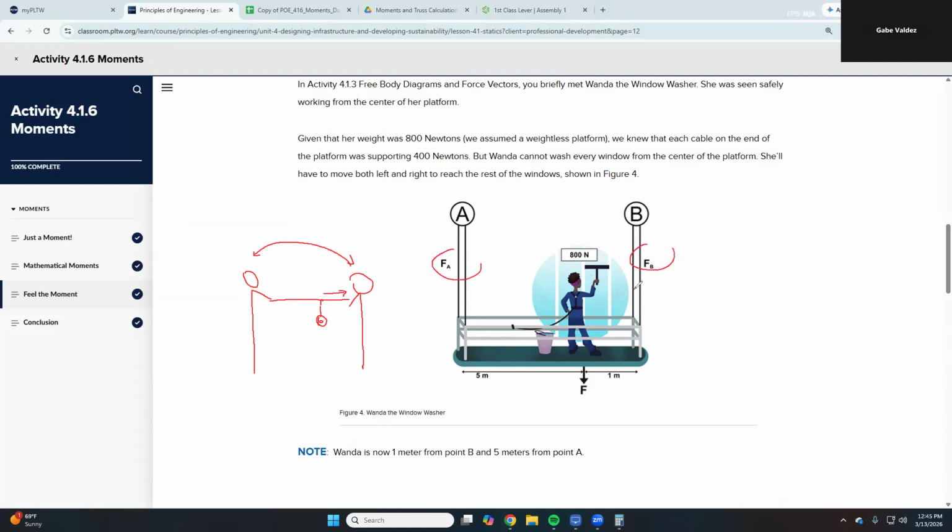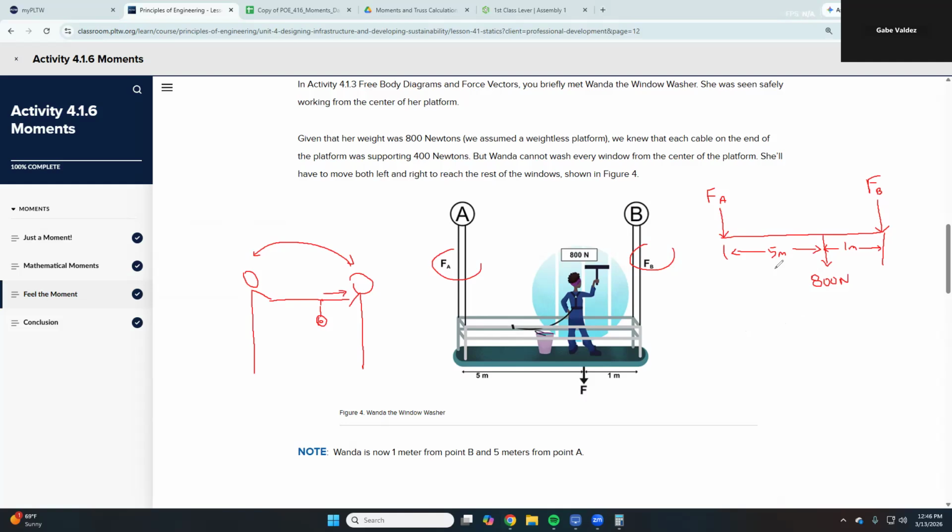So how do we figure that out? Okay. Well, let me go ahead and draw this. We have a force FA here. We have this force FB here. And I have Wanda's weight or force of 800 newtons here. And we know the distance here to here is 5 meters. We know the distance from here to here is 1 meter.